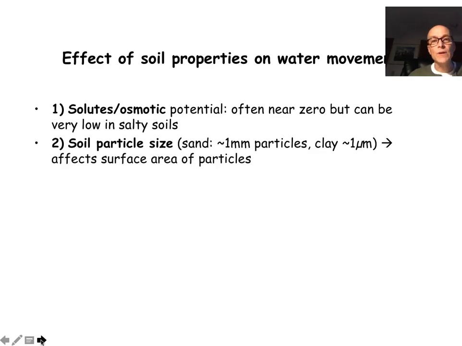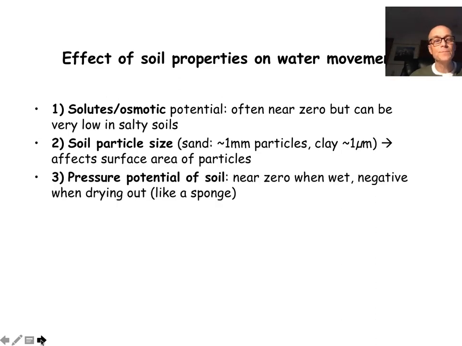The next thing that's important in the movement of water through the soil into the plant is the soil particle size. So we have sand, for example, with larger particles, clay with smaller particles. That affects the surface area of particles, as you'll see in this table that I'll show you in a second. And then the pressure potential of the soil. Just like a cell that we looked at, where the pressure potential of the cell has something to do with the turgor and the amount of pressure on the outside of the cell.